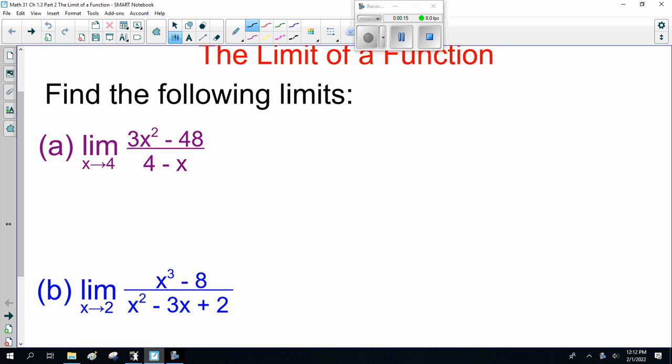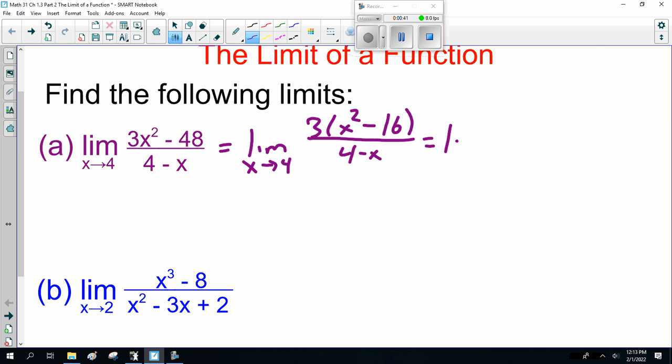So, here, find the limit as x goes to 4 of 3x squared minus 48 divided by 4 minus x. Now, this one's sneaky. Pay attention. Oh, they're all a little sneaky. As you figured out by now, you can factor. The top part becomes 3 times x squared minus 16, over 4 minus x, as x goes to 4. Now that's x squared minus 16, that's x plus 4 times x minus 4 over 4 minus x.